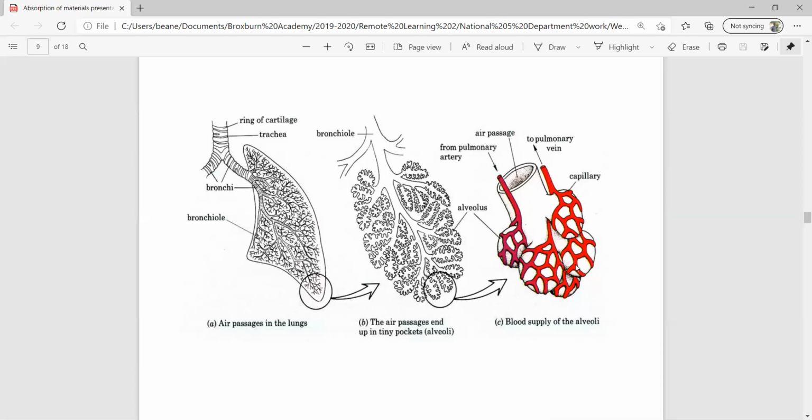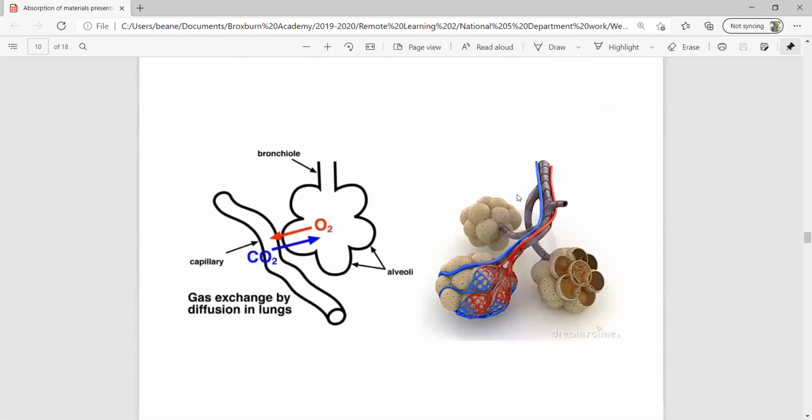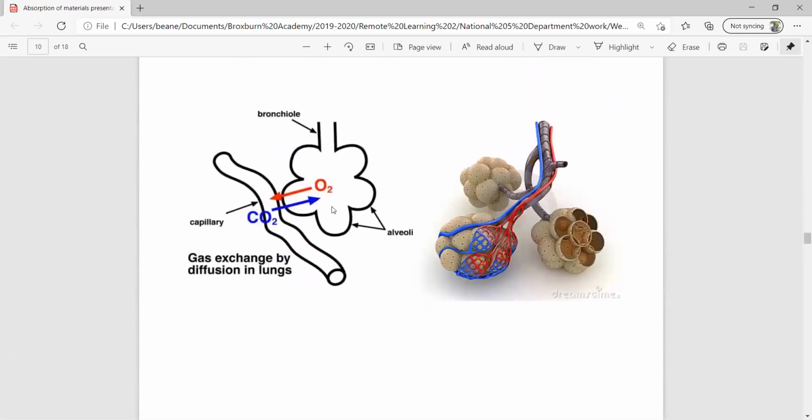Now, the actual alveoli are surrounded by capillaries. And notice that this capillary, again, is highly branched because there's a large surface area required, a lot of points of contact between the blood supply and the alveolus there. If we simplify that slightly, just to have a little look.